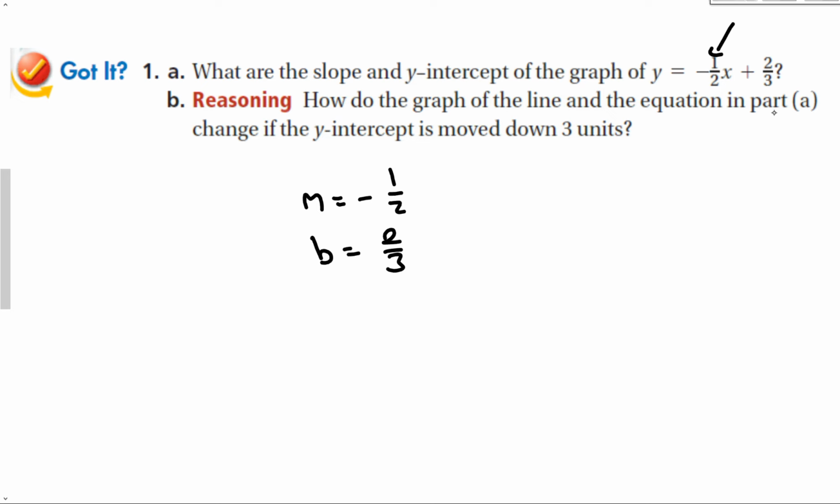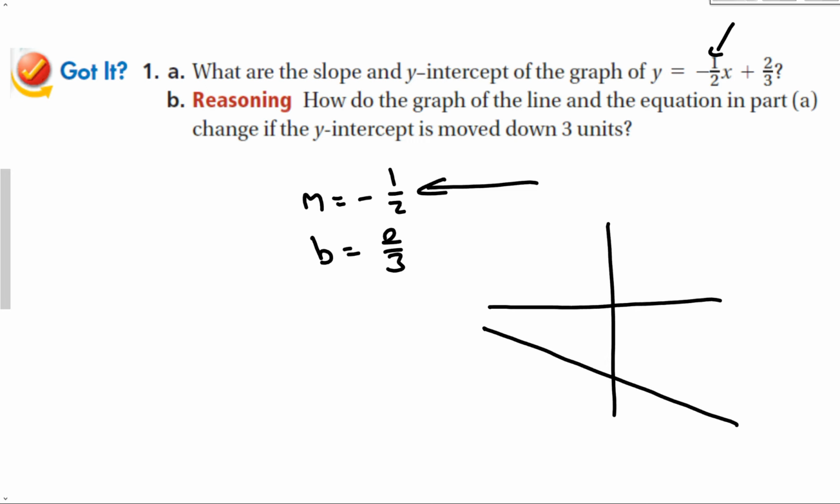How did the graph of the line and the equation in part A change if the y-intercept is moved down 3 units? Well, if the slope is the same, the steepness of the line, which would be going down, would be the same no matter what. If I wanted to move the graph down 3 units, the graph would just be lower. And if you're looking at this on an xy plane, a Cartesian plane, it would start here with an intercept of 2/3.